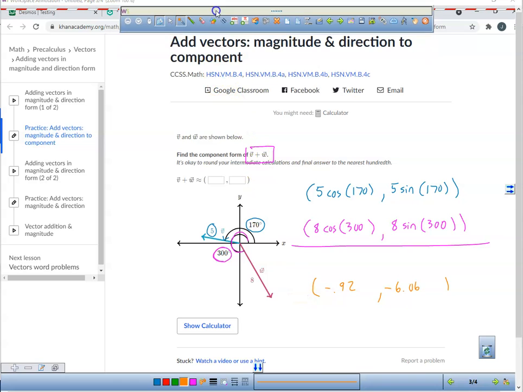The next one we're going to be dealing with magnitude. This one we're just dealing with what? The components. Next one we'll be dealing with magnitude.